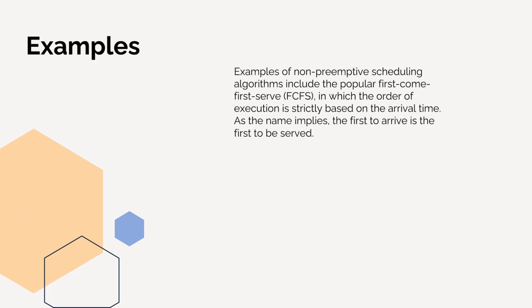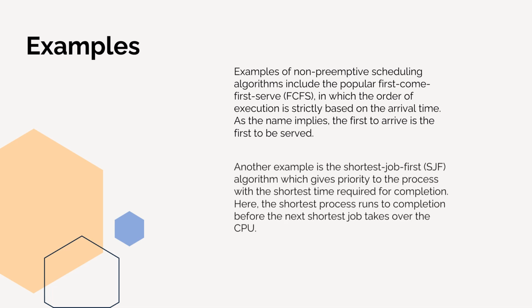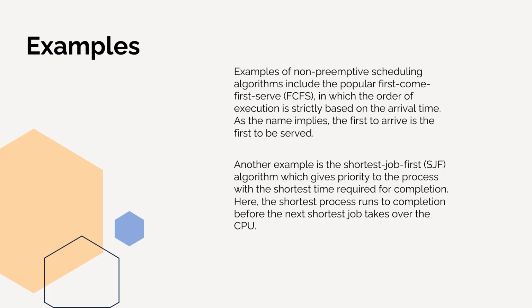Here are some examples of non-primitive scheduling. Non-primitive scheduling algorithms include the popular first come first serve algorithm, in which the order of execution is strictly based on the arrival time. As the name implies, the first to arrive is the first to be served. Another example is the shortest job first (SJF) algorithm, which gives priority to the processes with the shortest time required for completion. Here, the shortest process runs to completion before the next shortest job takes over the CPU.